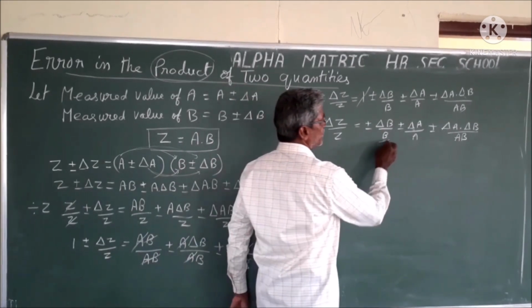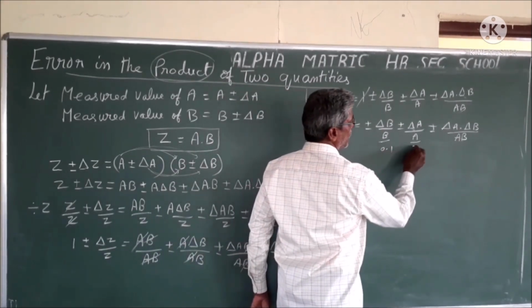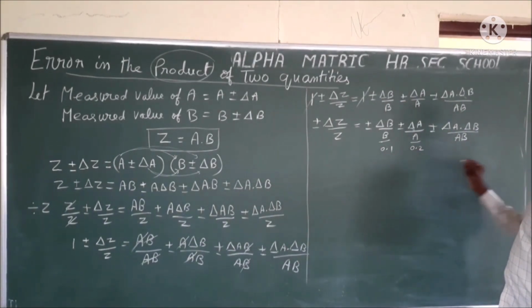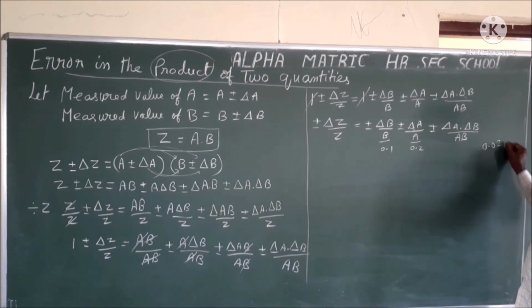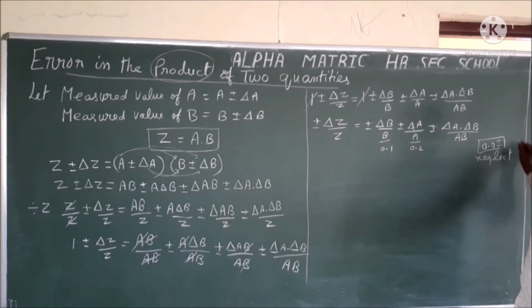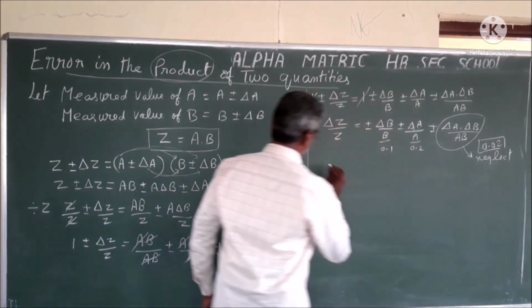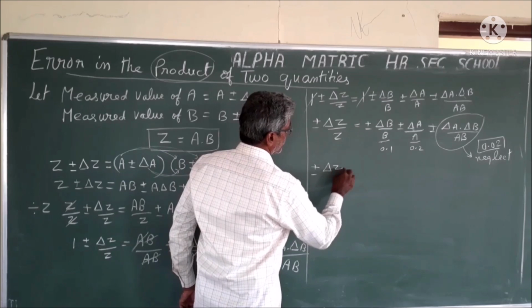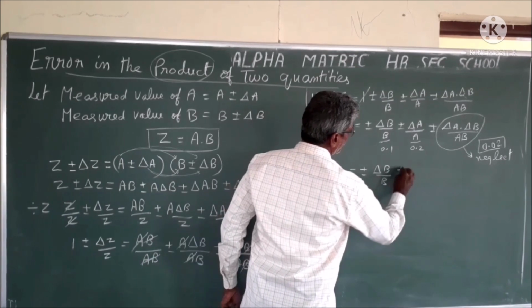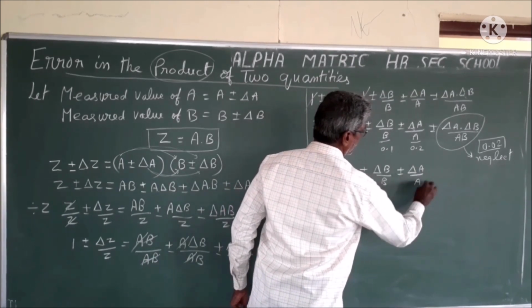Now let us consider this value is 0.1 and this value is 0.2. Now you substitute here and multiply these two values, and I will get 0.02. If I multiply these two values, I will be getting 0.02. That is very small, so I can neglect it. So now we can write plus or minus delta Z by Z is equal to plus or minus delta B by B plus or minus delta A by A.